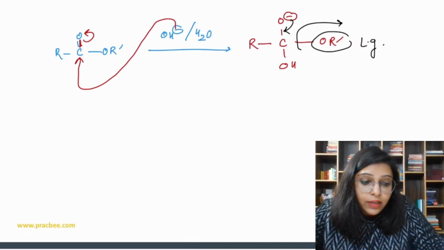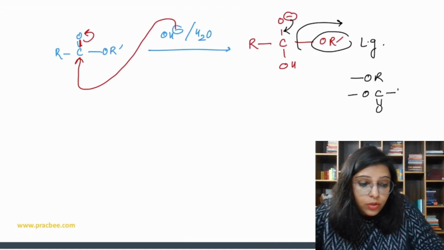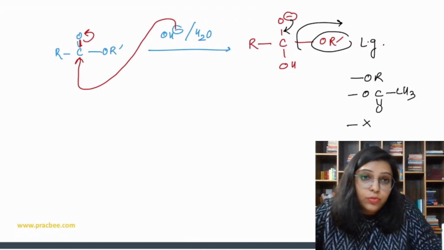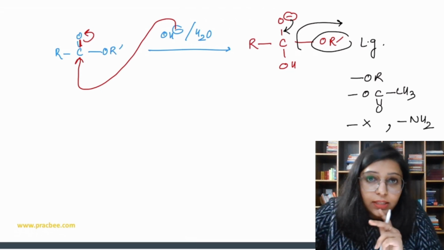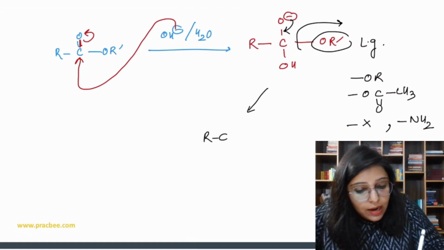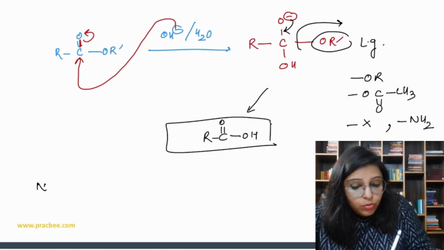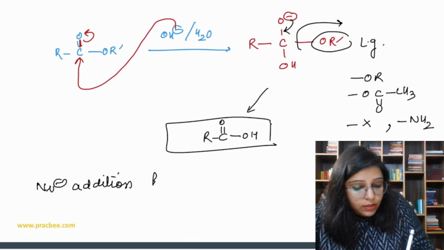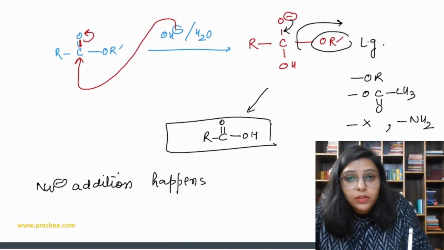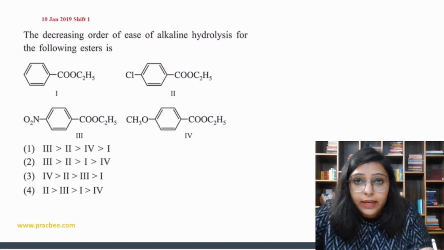And how to identify a leaving group? It starts from O, like OR, or O-C double bond O-CH3, or we can say halogen, or we can have NH2. So these are all going to be leaving groups, right? So what happens over here? We get RC double bond O, OH. So basically nucleophilic addition happens. The question says decreasing order of ease of alkaline hydrolysis.